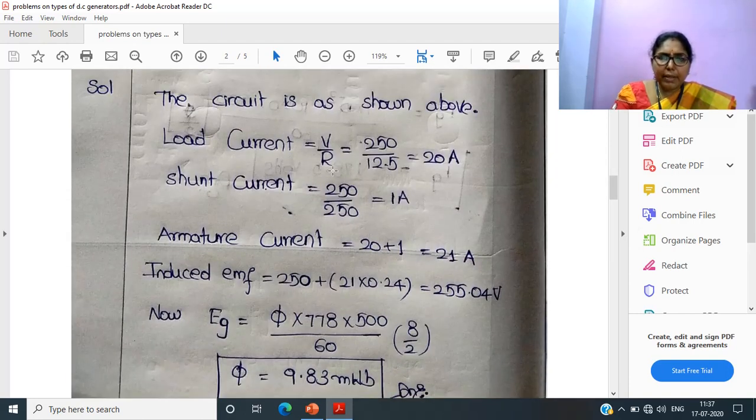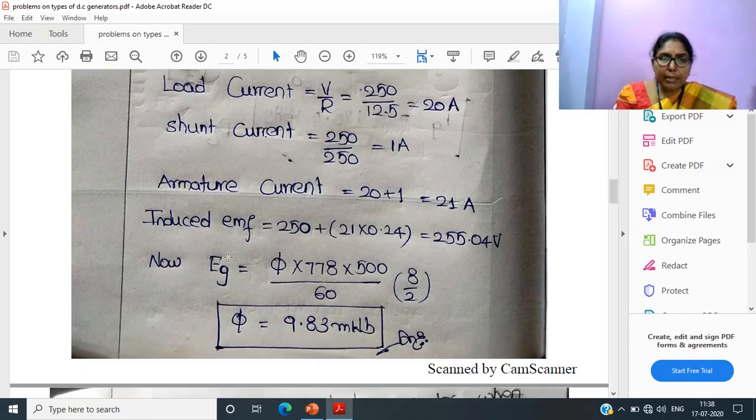Load current is given by V by R as per Ohm's law. How much voltage is there across the load? 250 volts, and the corresponding resistance is 12.5, so it will give you 20 amperes. The shunt current ISH equals V by RSH. V is 250 volts and RSH is 250, so it will give you 1 ampere. The armature current is the sum of the load current plus the shunt field current, which together gives 21 amperes.